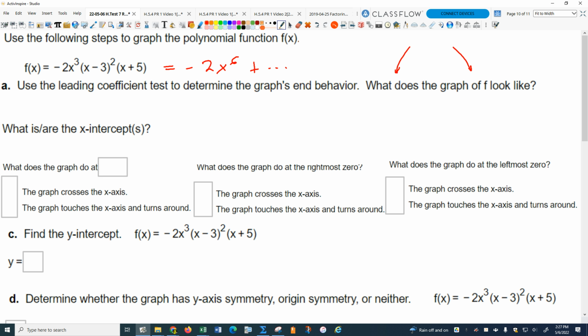What are the X-intercepts? Give me one X-intercept, 0. What else? 3. What else? Okay, those are our 3 X-intercepts. Good.